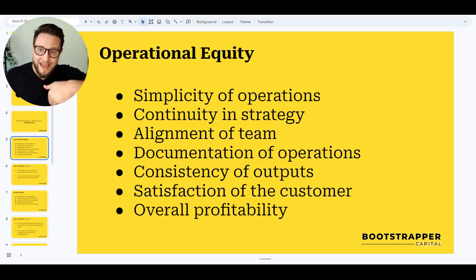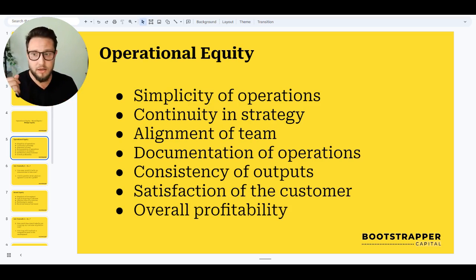So it flows down a little bit in terms of these bullets, right? There's a why behind everything, but there's also a way to approach it. But that is operational equity. You're really trying to get to operational excellence, right? You're just trying to build a better business, right?